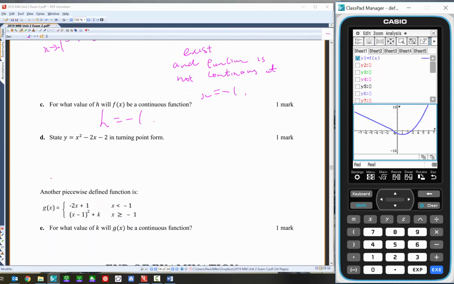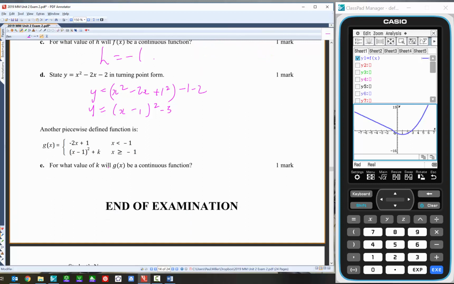All right, state this in turning point form. So just quickly do a complete the square on that. So we've got y equals x squared take 2x, halve it, square it, add it. So we've got halve it, which is 1, square it, which is 1 squared, take 1, take 2. y equals x take 1, all squared, take 3. So that's in complete the square or turning point form.